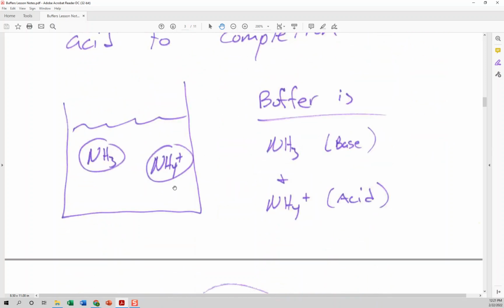So let's imagine this is our buffer system. If you have a buffer system, there are two things you have to do. You have to recognize what is the base of the buffer system and what is the acid of the buffer system. So if this is my buffer system, I got ammonium ions and ammonia. I got to know that of these two conjugate pairs, NH3 is the base and NH4 plus is the acid. That's the weak acid of my buffer system, and that's the weak base of my buffer system, okay?